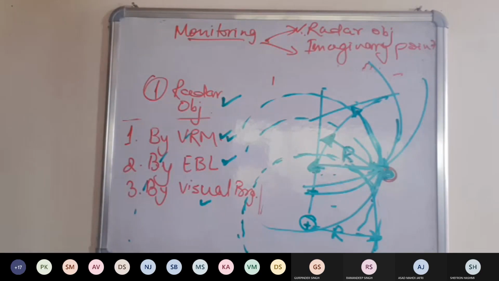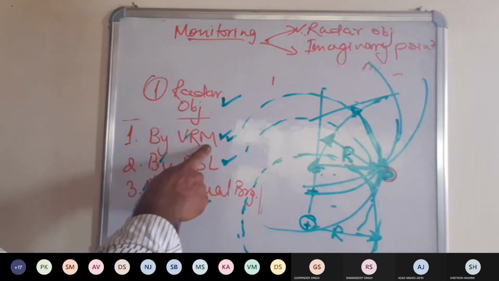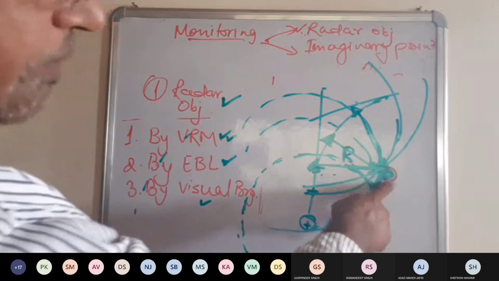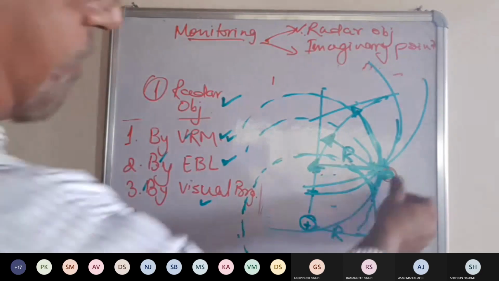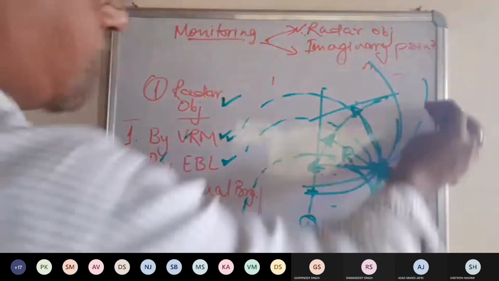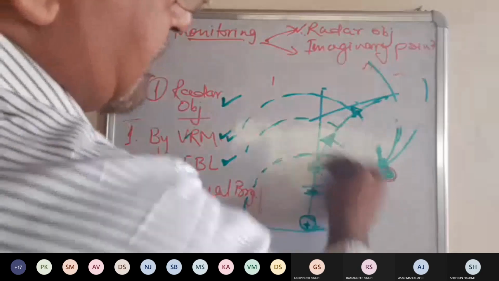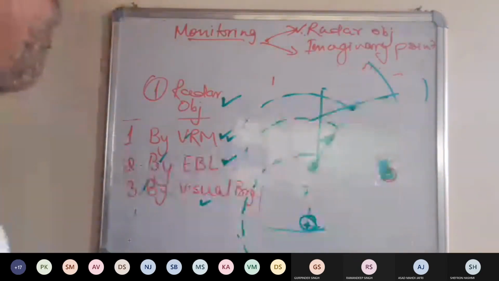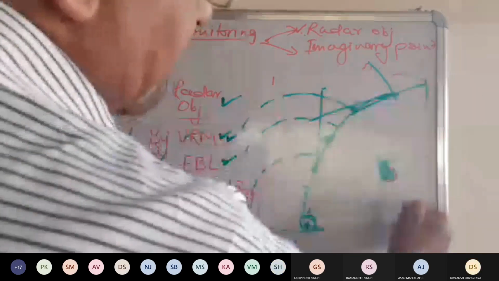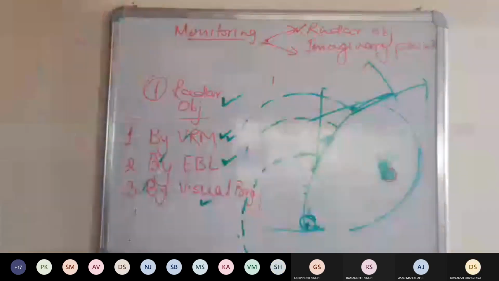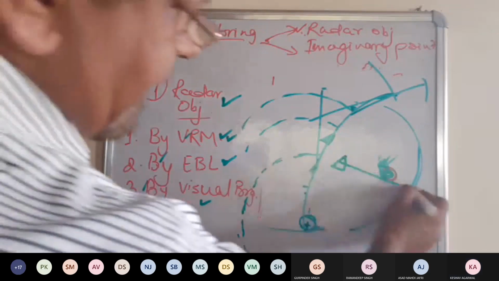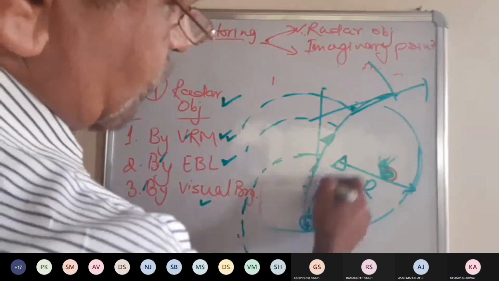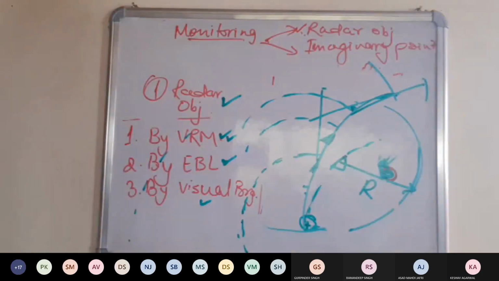That means when we are monitoring the turn with VRM, the radar object should always be at the rim of the circumference of the VRM. Is that correct? If we observe that our radar object is coming inside our VRM, what does that mean? Sir, the rate of turn is more. The rate of turn is more, meaning the ship is here, our radius is R, we have turned more, therefore we have gone closer to it.